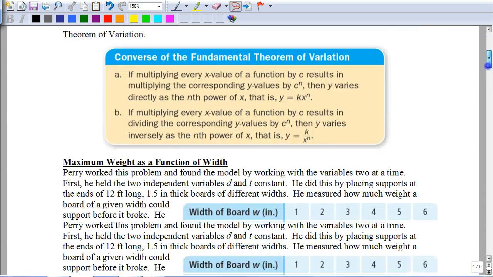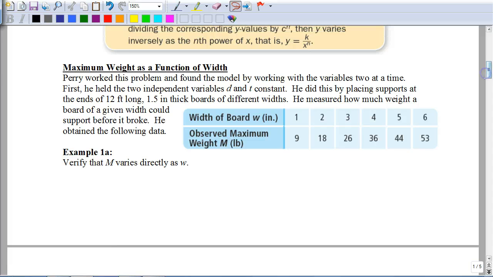So let's just jump right in here. Don't worry too much about all that. I think a lot of that is repetition of what we've been doing in the previous lessons. So I think it makes more sense just to jump right into an example here.